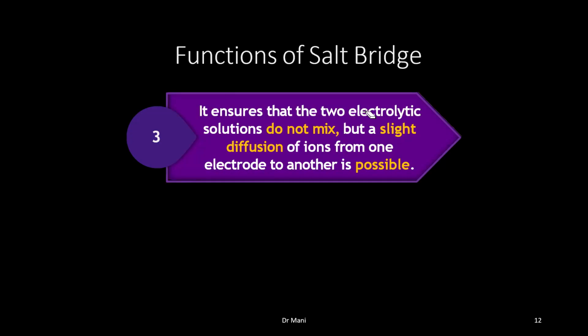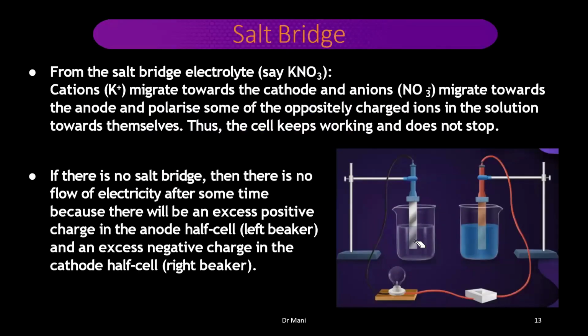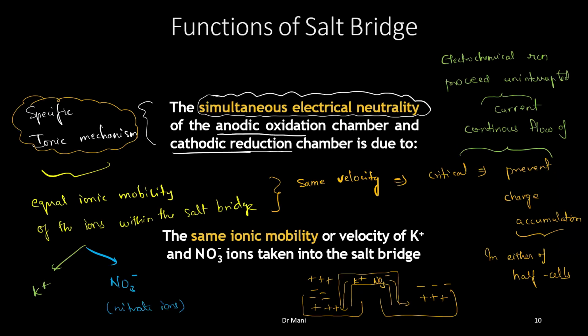It ensures that two electrolyte solutions do not mix, but a slight diffusion of ions from one electrode to another electrode is possible. Is that clear? So it is not mixing up both the solutions. Whatever solution is present here is not mixing with this solution. But the salt bridge will allow the diffusion of ions. So whatever ions are there, they can move, but the solutions cannot move through the salt bridge.